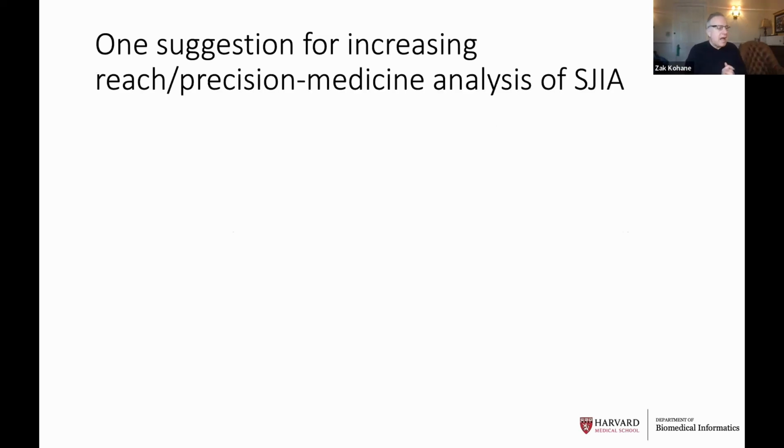So I'm going to try to set the stage by keeping on time. Here's my suggestion for increasing the reach and the precision medicine analysis of SGIA. I'm going to say that SGIA, like all complex phenotypes, even rare disease complex phenotypes, is not one disease, but a multitude of diseases.